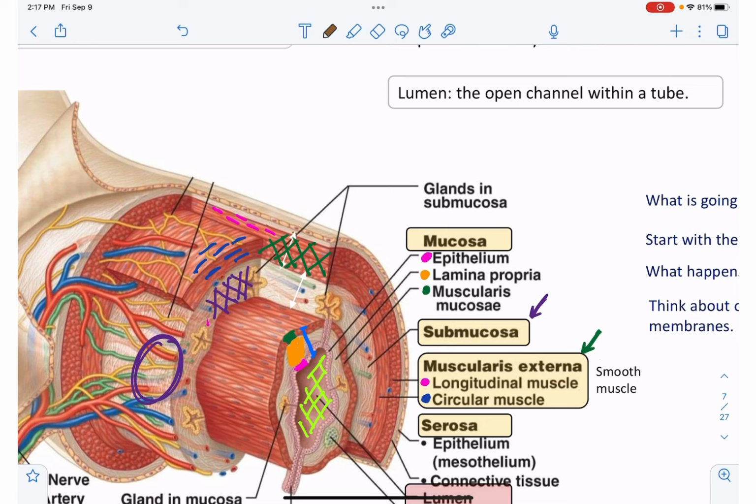And lastly, we have the serosa. This is the serosa right there. And all the serosa is, is a thin layer of tissue that represents the outer lining of the digestive tract organs. It's the outer lining of the digestive tract.